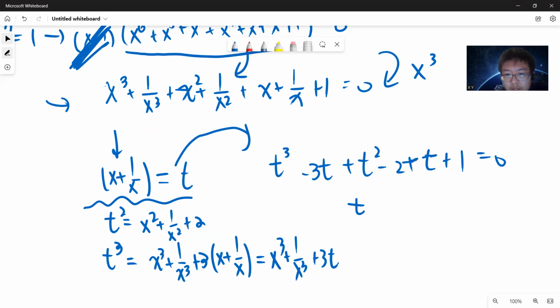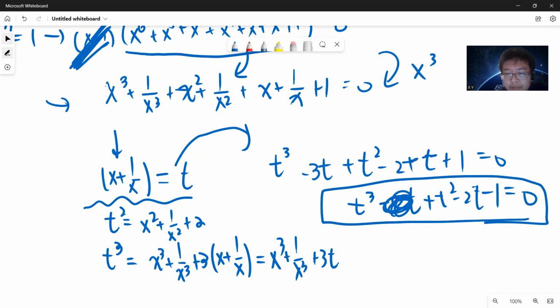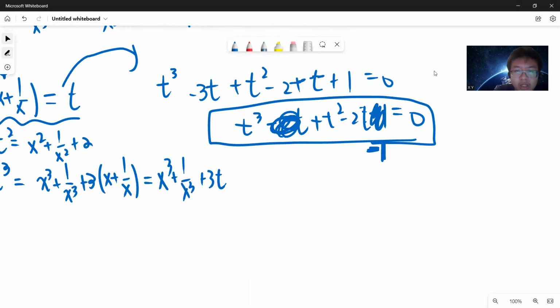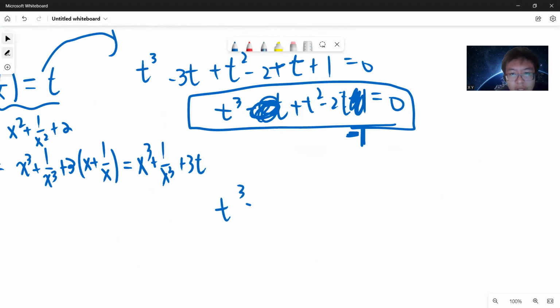Okay, so we have t cubed plus t squared minus 2t minus 1 is 0. Sorry, it should be minus 1, because we got, oh right, yes, it should be minus 1. So we have t cubed plus t squared minus 2t minus 1, which is 0.